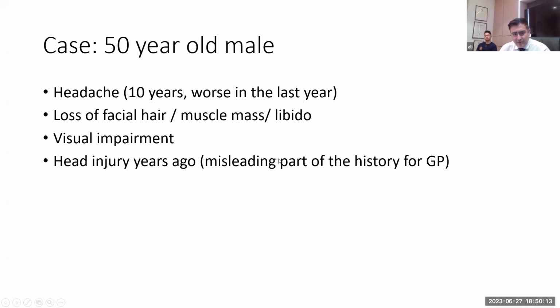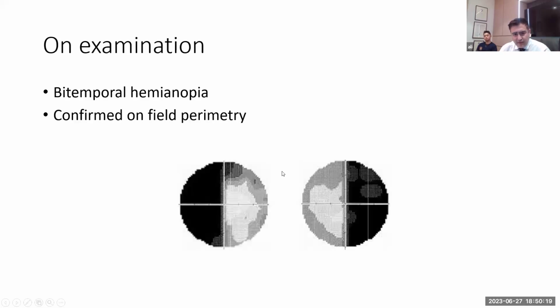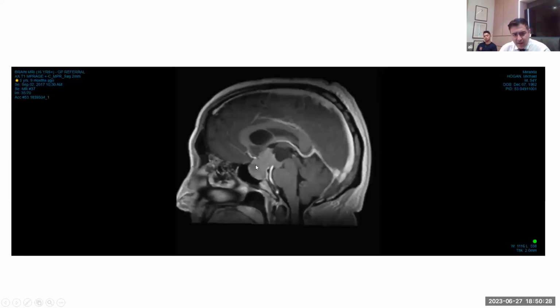Loss of libido, and he was in a bad place in his life. And I think a CT brain would have helped save this guy's life, business, vision much earlier in life. This was his tumor. You can see this extensive pituitary tumor.